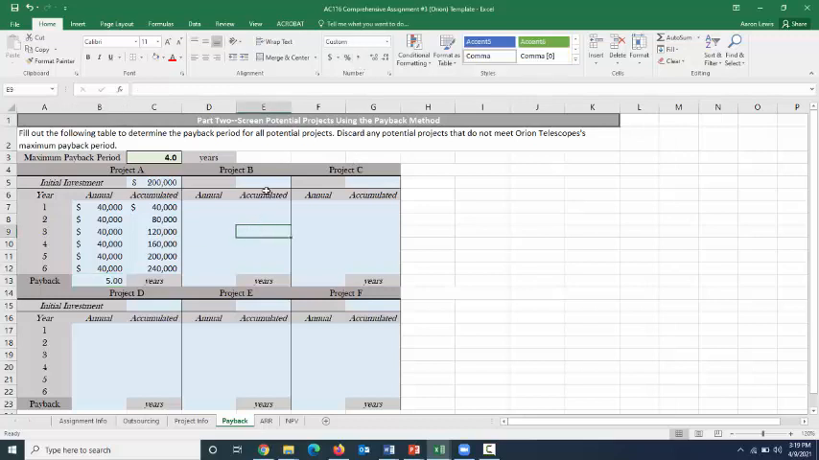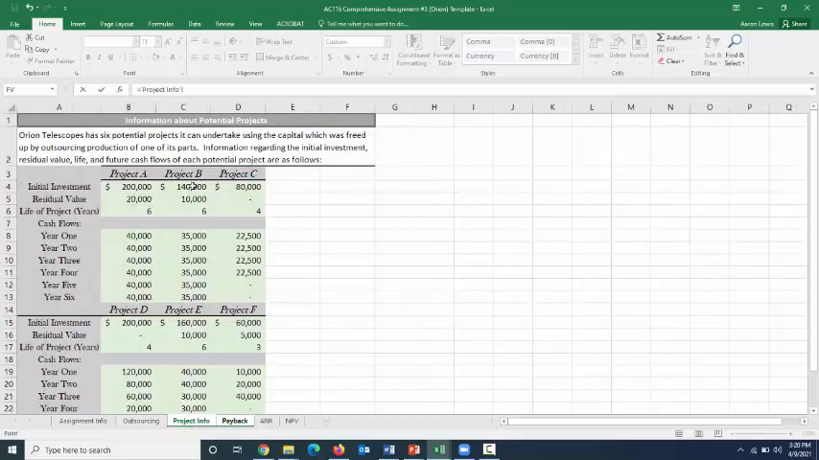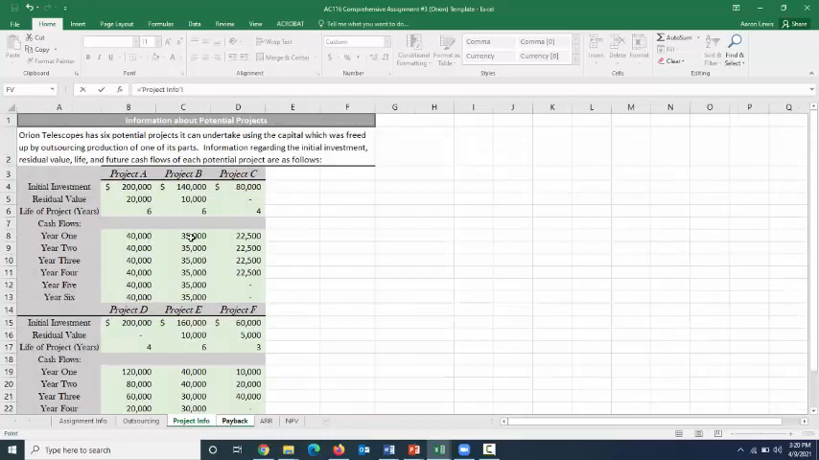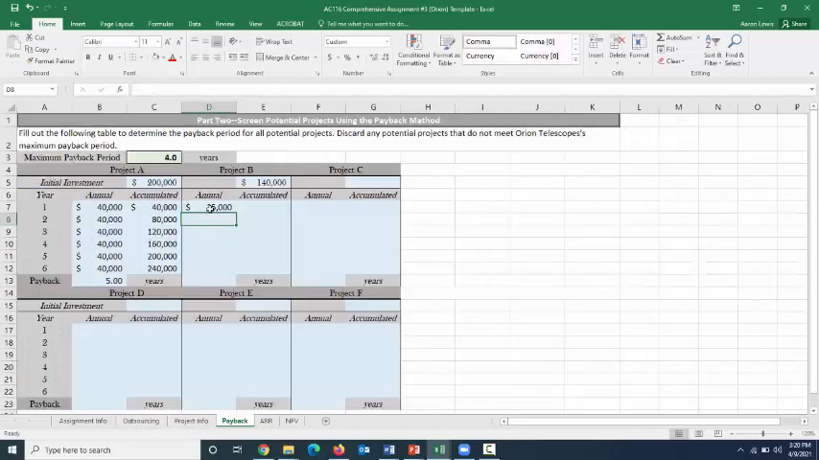Let's move on to Project B. For Project B, what was our initial investment according to our information? Project B costs $140,000 to undertake. The annual expected net cash inflows from undertaking Project B are $35,000 a year, and they are equal for all 6 years of the project's life. So I'm going to hit enter and fill handle in the remaining 5 equal cash inflows of $35,000.